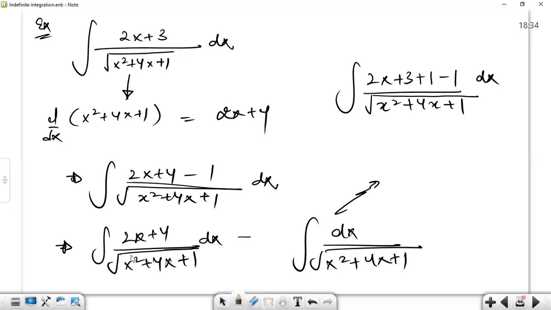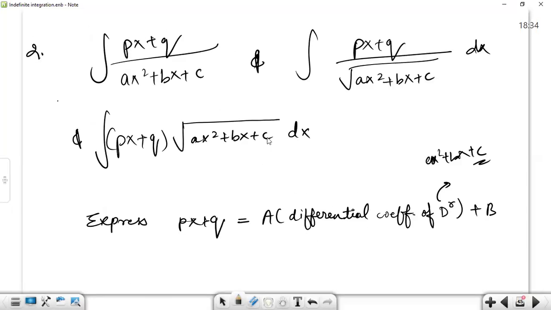Here, what we will do is consider this ax square plus bx plus c as written here also. Let me write it here. Then let ax square plus bx plus c be t.